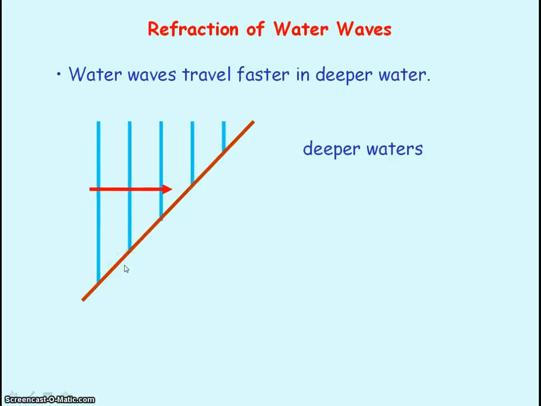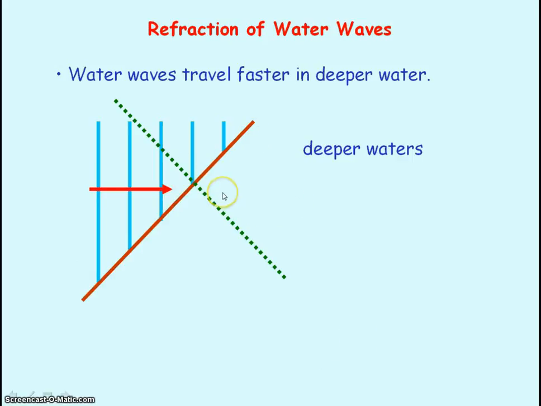We're now going to consider the refraction of water waves when it goes from shallow water into deeper water. So again, we first need to draw the normal line relative to the boundary from shallow water to deeper water. As the water waves travel faster in deeper water, that means the wave speed increases, so the water waves will be refracted away from the normal.